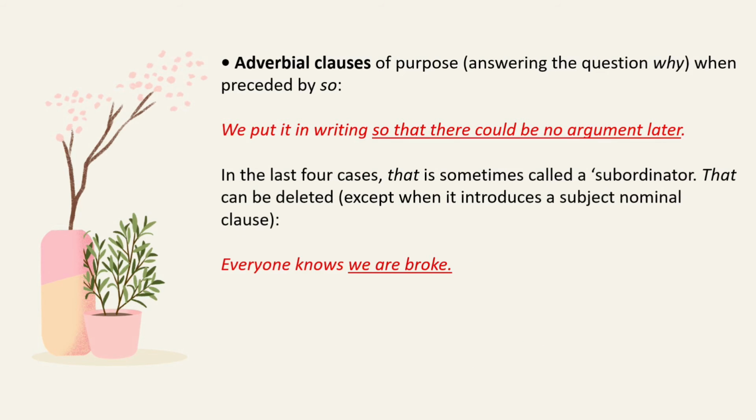And the next is adverbial clauses of purpose, or answering the question why, when preceded by so. For example, we put it in writing so that there could be no argument later. In the last four cases, that is sometimes called a subordinator that can be deleted, except when it introduces a subject nominal clause. For example, everyone knows we are broke.